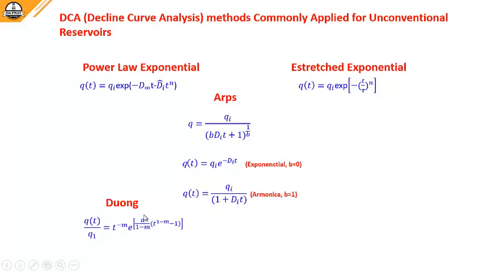So another method you can use is Duong, and this is from Kappa software, and the logistic growth also. All these methods have constants here, declining constants, that you can get once you do the match. I'll show you later.